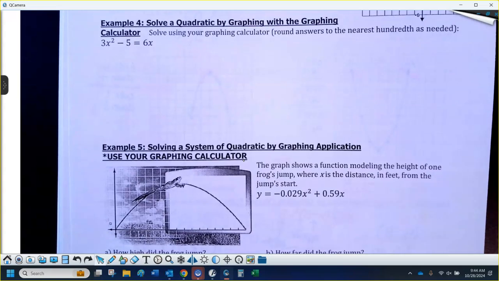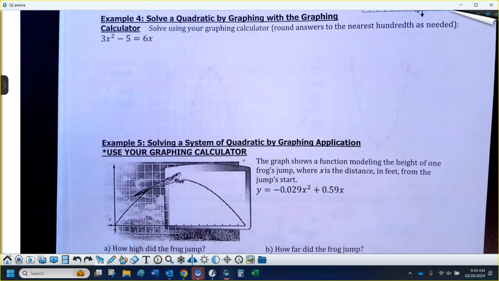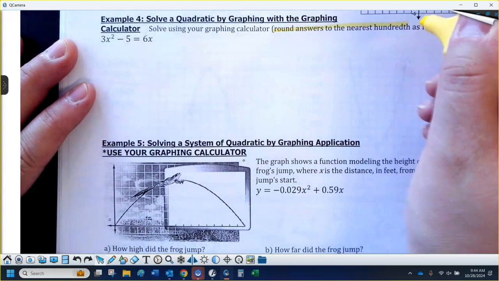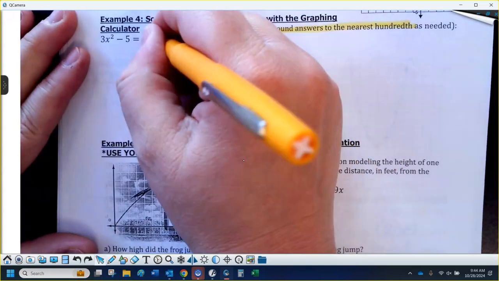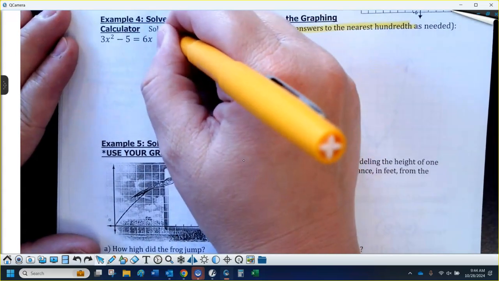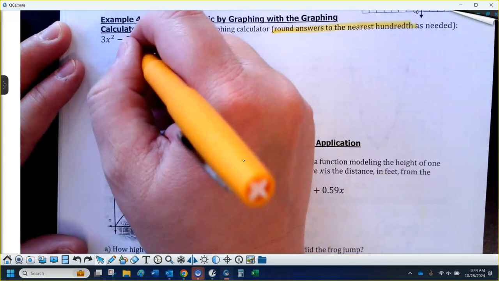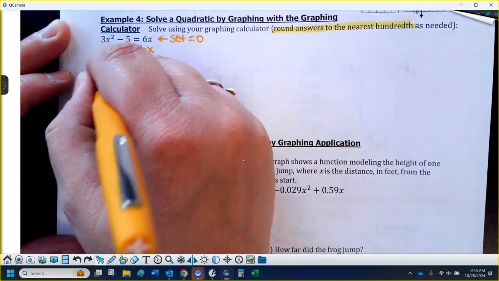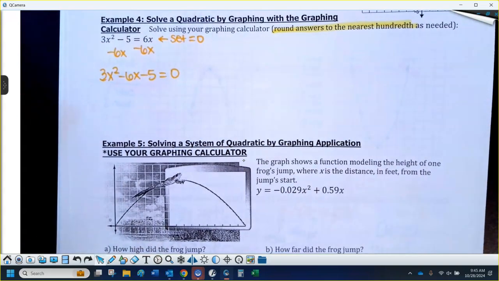The rest of what we're going to do on the back, I'm going to write down how to do this on the calculator. So this says solve using your graphing calculator, and then it says round answers to the nearest hundredth. It's kind of trying to imply to you that we're not going to have nice answers to this question. So the first thing, any quadratic that you're going to solve, you want to make sure you set it equal to 0. So I'd have to do just one quick step on this question to do that, and that'd be to subtract the 6x. So I'd have 3x squared minus 6x minus 5 equals 0.